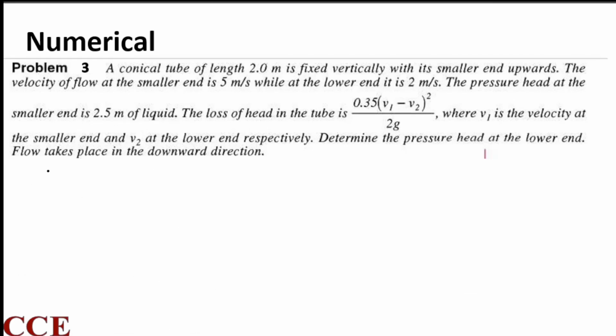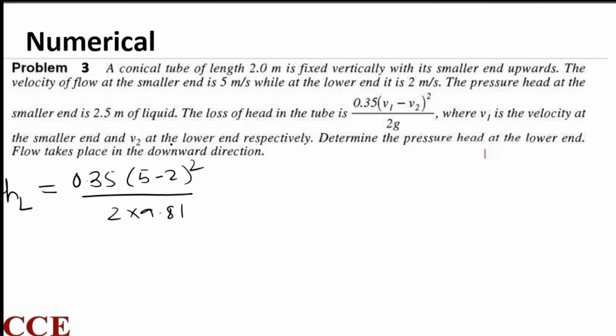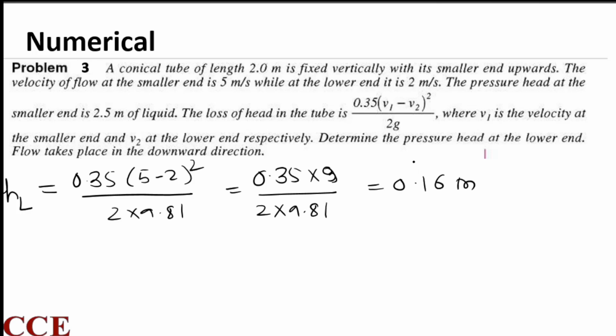If we put the values, what we are getting: HL is equal to 0.35 times (5 minus 2) square by 2 into 9.81. So we get 0.35 into 3 square, that is 9, divided by 2 into 9.81. So it is equal to 0.16 meter. The losses are there. So what will be the pressure head? The pressure head we want to find out is P2 by rho g.